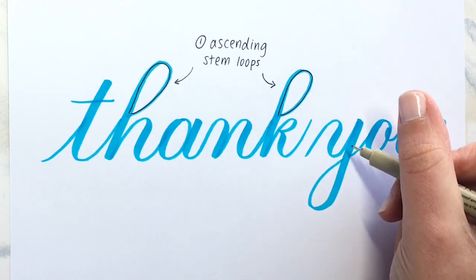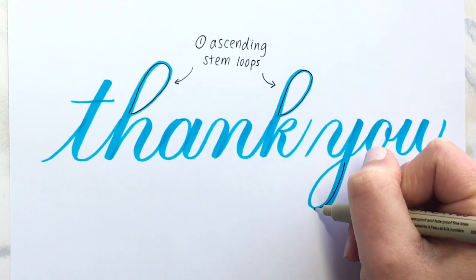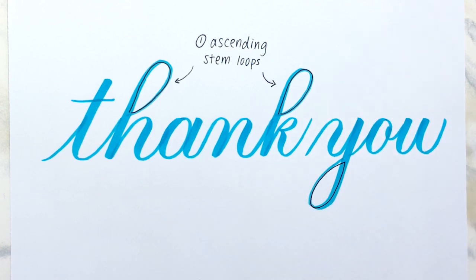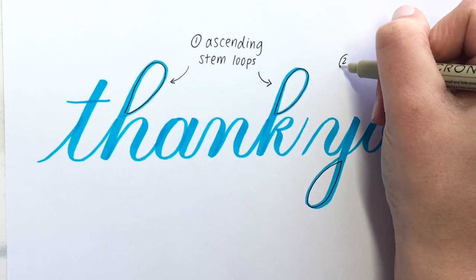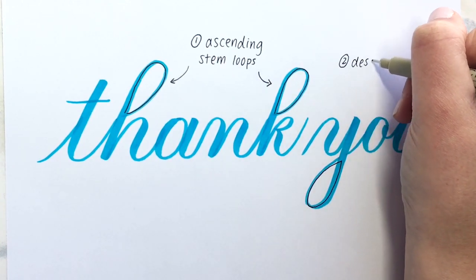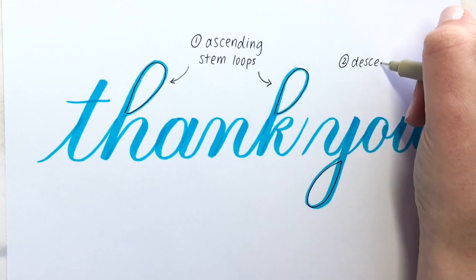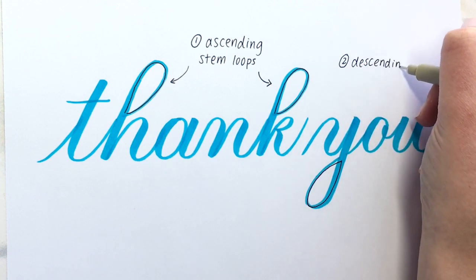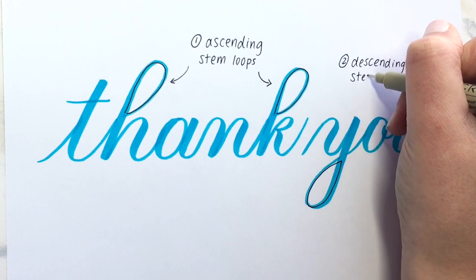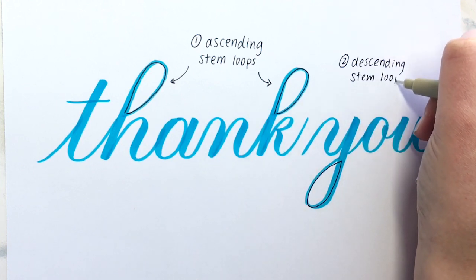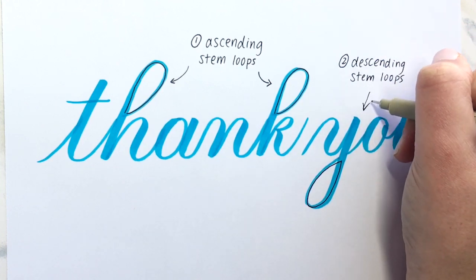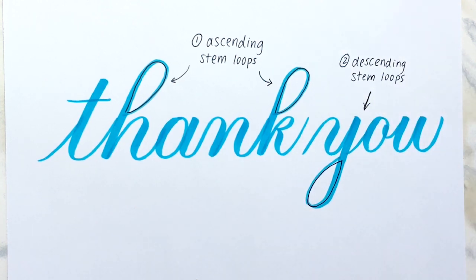The next spot is descending stem loops, and these go below the baseline. And these are in letters like Y and G and J. So we have both of our types of stem loops. The ascending and descending are great for adding flourishes.